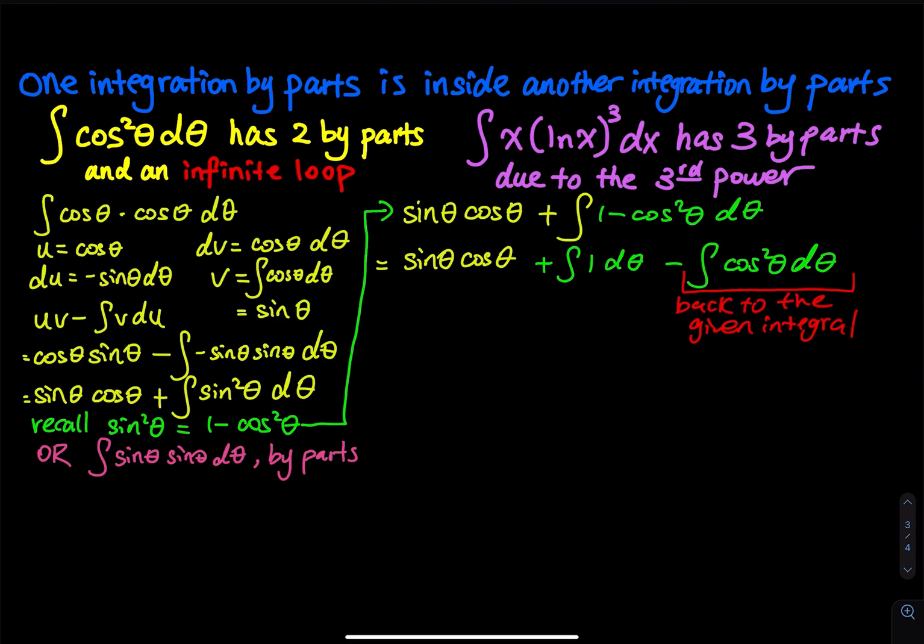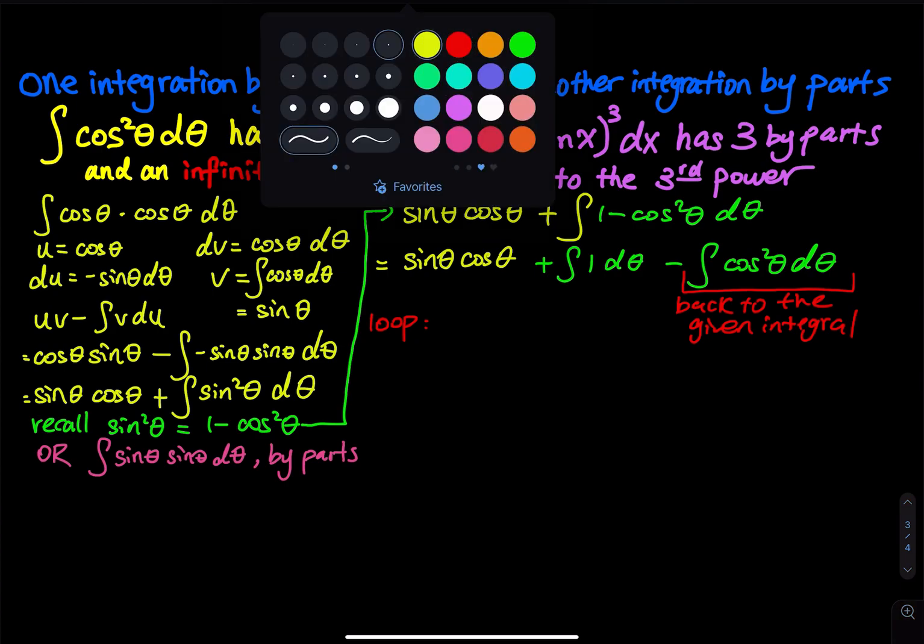Then this is going to be a loop. If you just keep doing this, every time you repeat 1 or 2 integration by parts, you will get an integral which equals the original problem. So the way we handle this infinite loop is, we write the problem first.